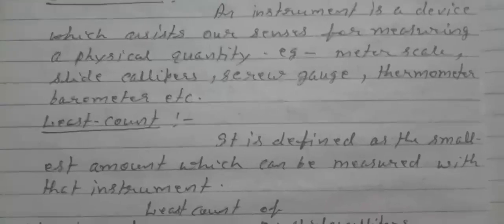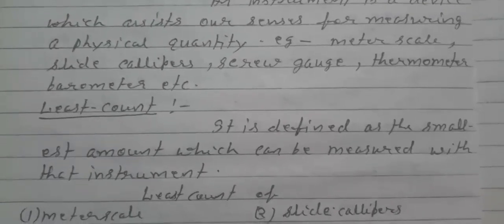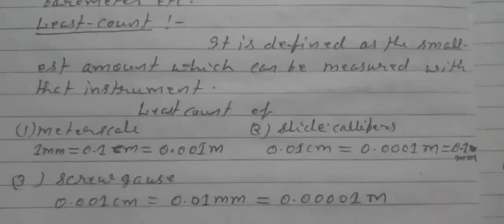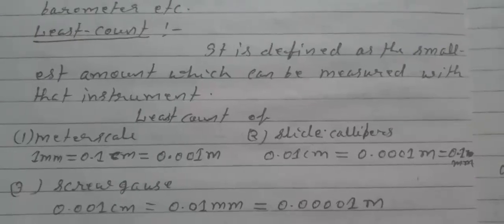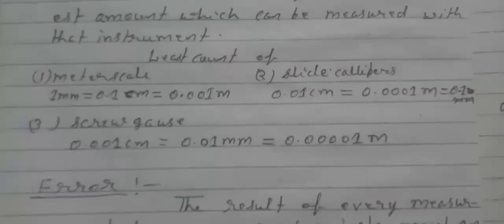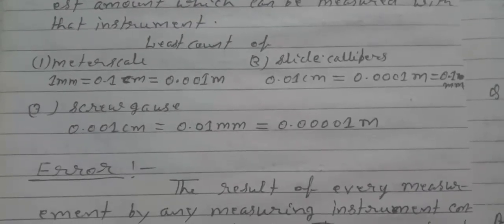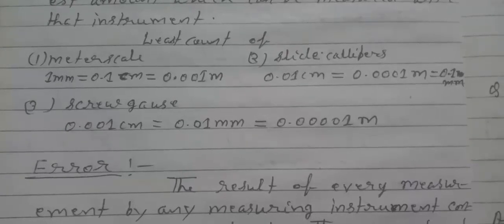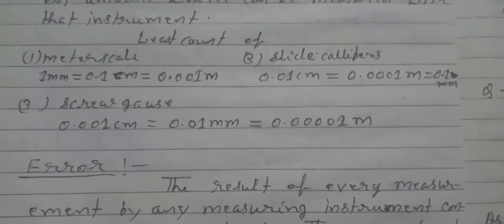Example: meter scale, slide caliper, screw gauge, thermometers, barometer, etc. Least count. It is defined as the smallest amount which can be measured with that instrument. Now, the least count of a meter scale is equal to 1 millimeter, 0.1 centimeter, or 0.001 meter.